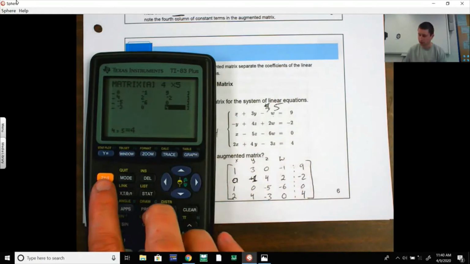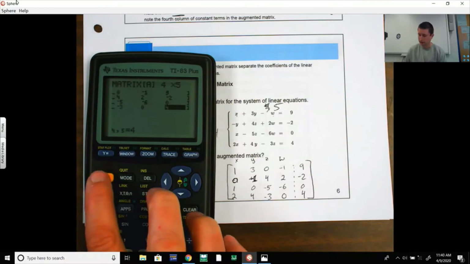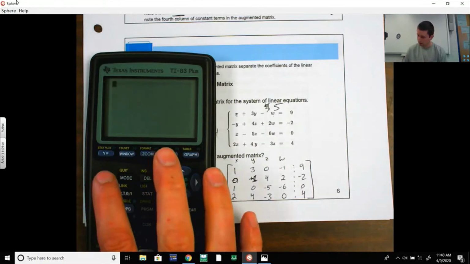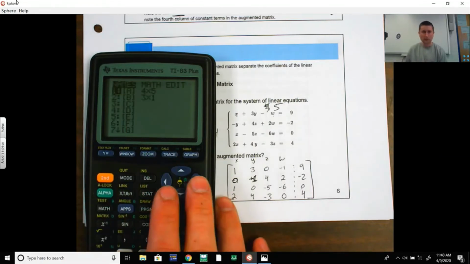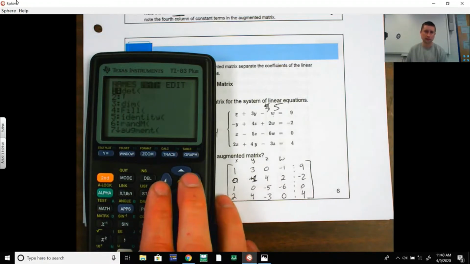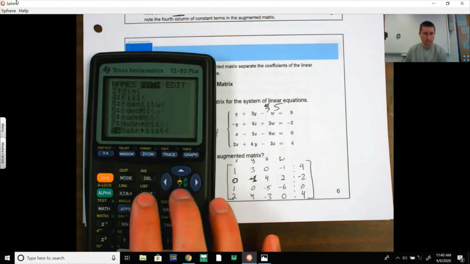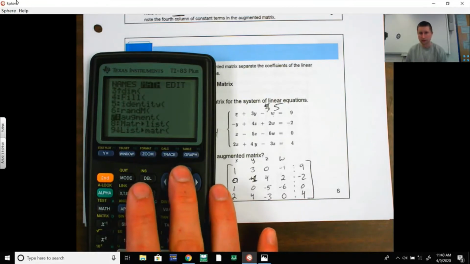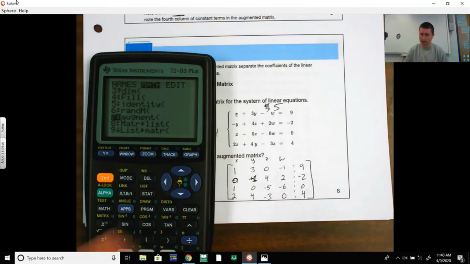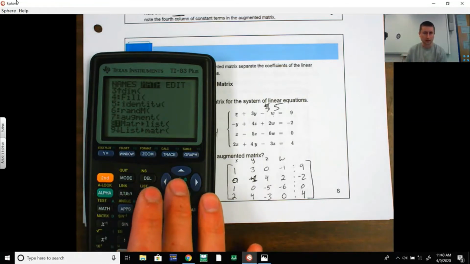We're going to go back to our home screen, so quit, second mode, quit. Now we want to go back to the matrix menu, go to the math column, okay? And if you scroll down, a lot of these we won't be using. There's that augment. If you want to put two matrices together, you can do it, or just type it in like what we did. Convert matrices to lists or lists to matrices, you can do that.